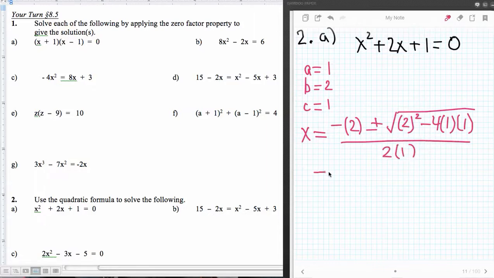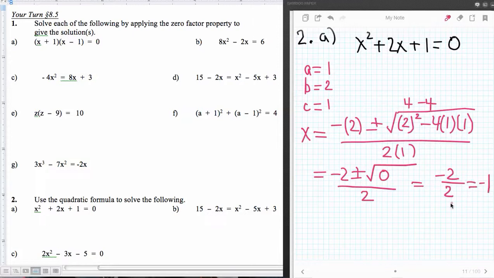And so this simplifies down, and what we see is a negative 2 plus or minus the square root of 2 squared is 4, and negative 4 times positive 1 times positive 1 is a negative 4. So this is the square root of 0, and then this is all over 2. So what we end up with is negative 2, and plus or minus 0 is just 0, so this is a negative 2 over 2, which ends up being negative 1.